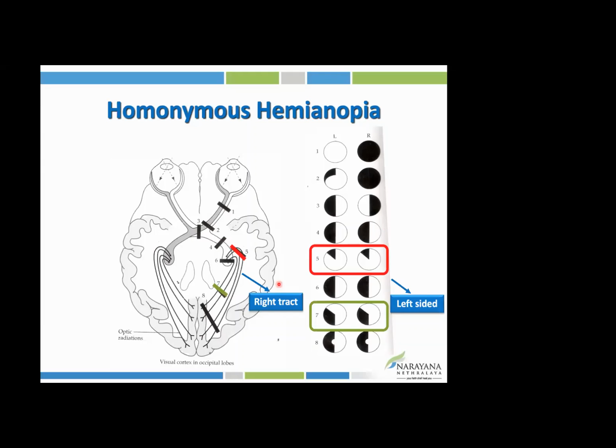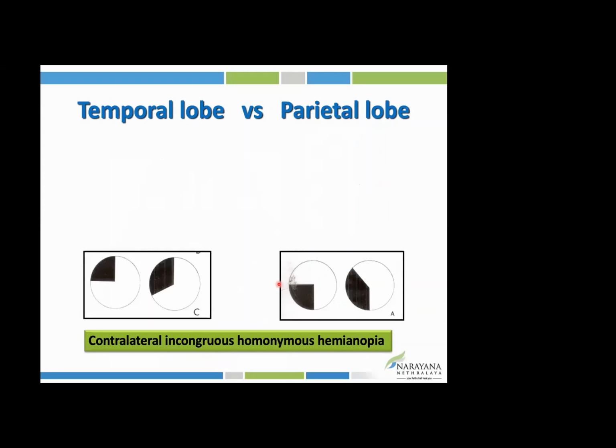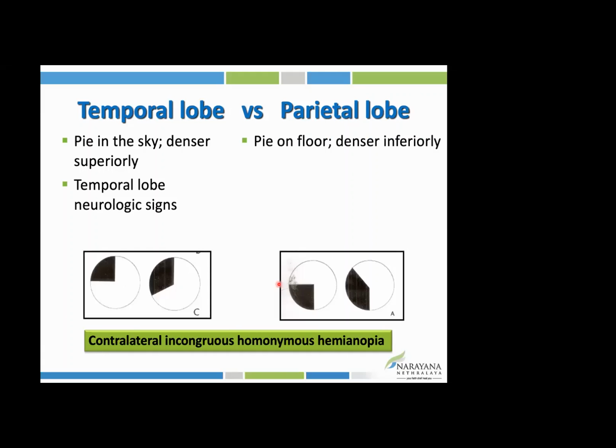So let us understand what this is. These are contralateral incongruous homonymous hemianopic defects, which are involving either a temporal lobe or a parietal lobe. Now, the temporal lobe has this classical appearance, a pie in the sky, which is denser superiorly. And this will have the characteristic neurological signs. Parietal lobe, on the other hand, is a pie on the floor, which is denser inferiorly, and you get the characteristic parietal lobe signs and other features.